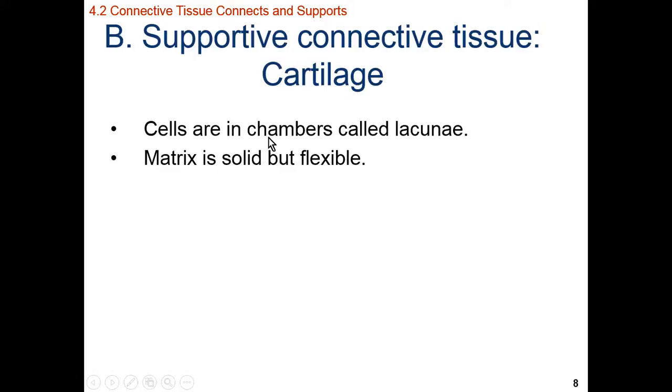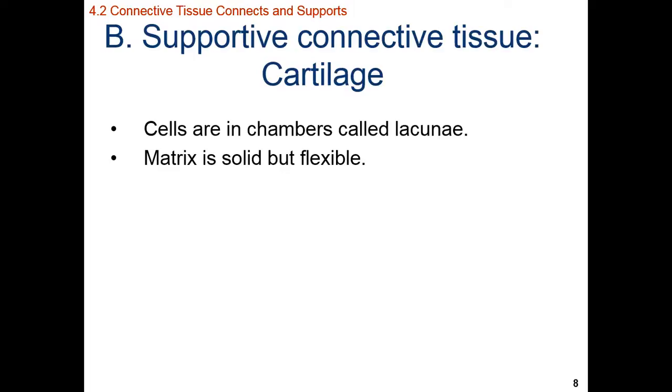We also have supportive connective tissues, cartilage and bone. These supportive connective tissues are going to have empty chambers called lacunae. And these chambers can be filled with the cells that support them. So these hollow spaces in the tissues are called lacunae. There are lacunae in cartilage tissue and lacunae in skeletal tissue or bone tissue as well.